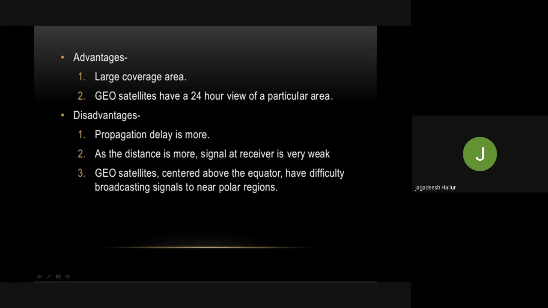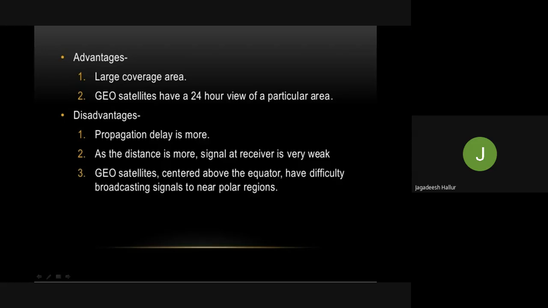These are the three main Earth orbits we are using. One is low Earth orbit, one is medium Earth orbit, and one is geostationary Earth orbit. We have seen the height of the satellite in low Earth orbit, how many times it is going to rotate, and in medium Earth orbit the height, the advantages, how much time it takes to revolve around the Earth, and the disadvantages.